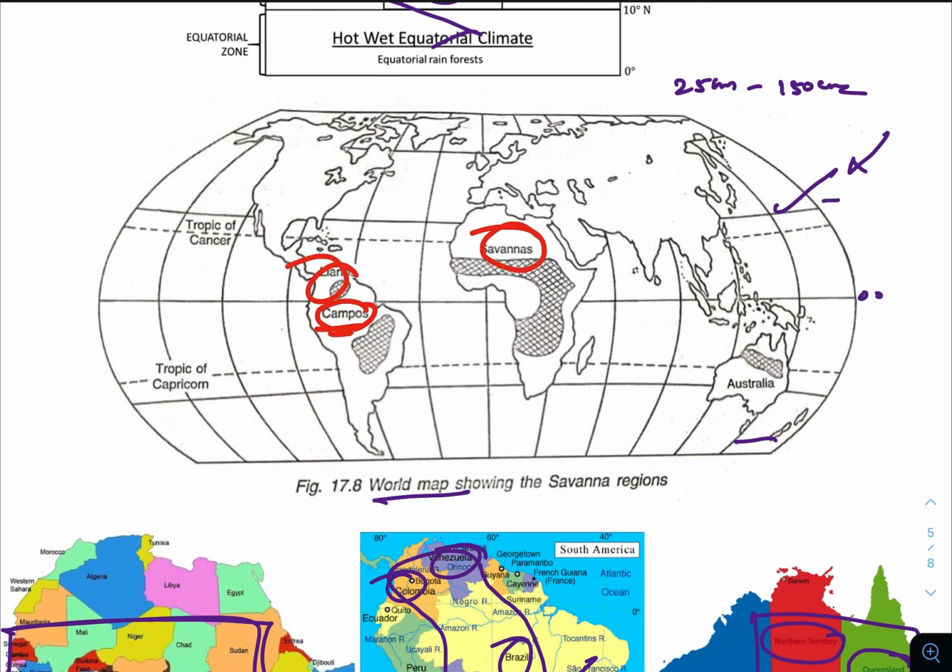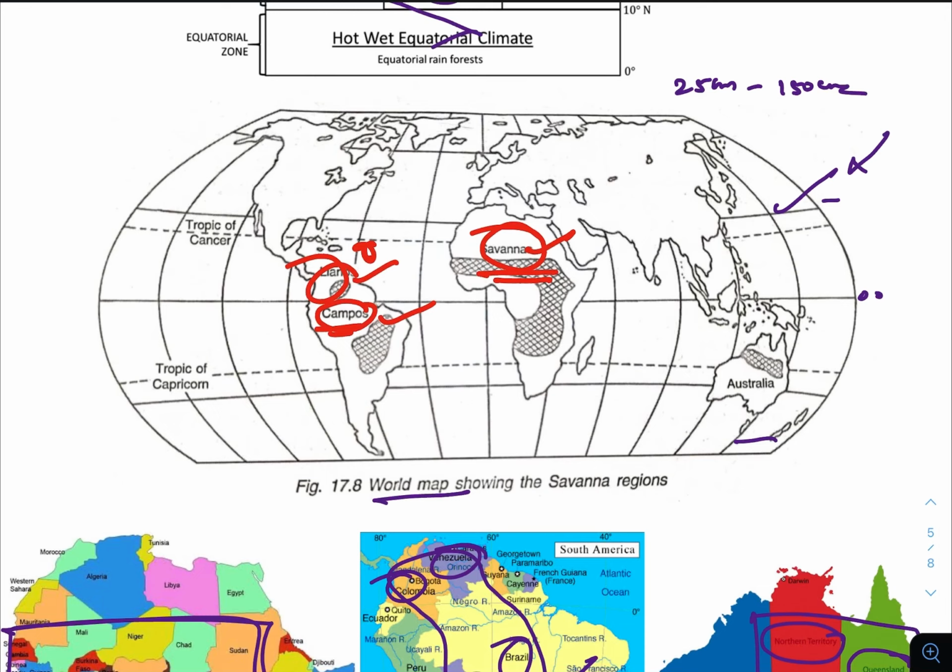So this point is very important: in Africa this tropical grassland is considered as savanna, in Venezuela it is known as llanos, and in Brazil it is known as campos. So this is very important. I can give you the match as follows: this tropical grassland is called campos in Brazil, llanos in Venezuela, and savanna in Africa.